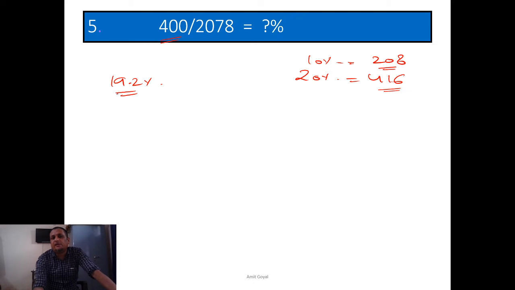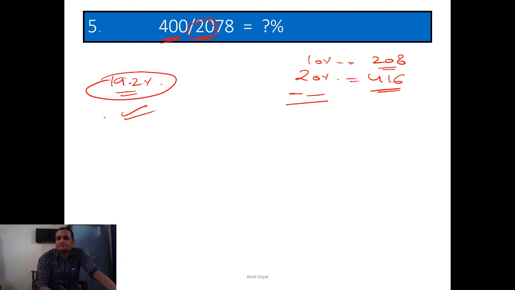Now, how can I say it is more than 19%? Because the difference in this value and this value is 16, and 16 is less than 1%. You can visualize 1% of the denominator is approximately 21 or 20.78, and the difference is 16, which is less than 1%. So if I subtract a value which is less than 1% from 20, I will get a value which is more than 19%. So the answer of this question should be slightly more than 19%.